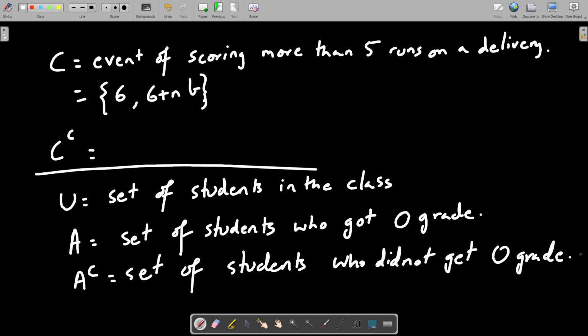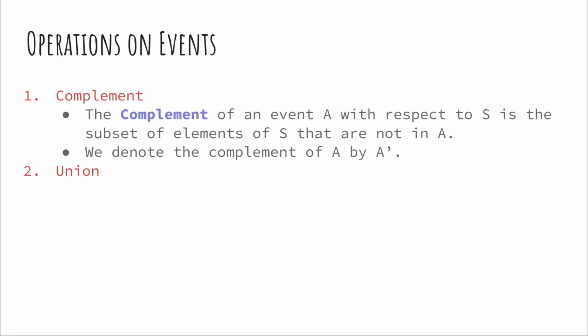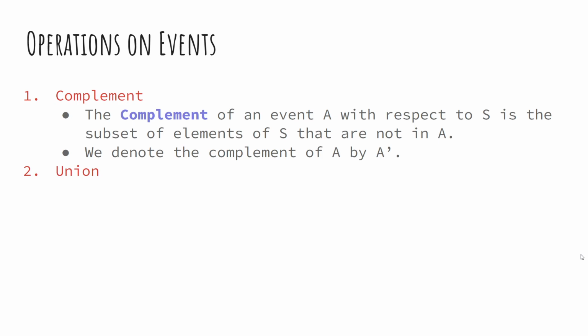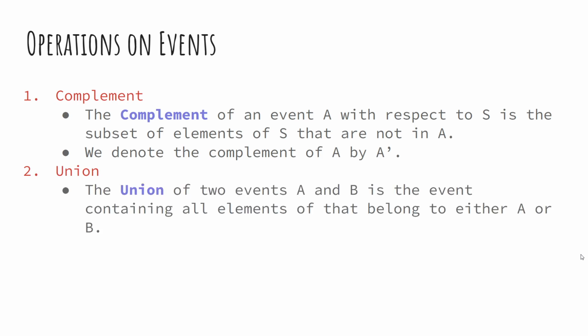So let's go back. Let's go to the next thing, that is union. The union of two events A and B is an event containing all the elements that belong to either A or B. Let me give you a simple example here. If we took the set of students in the class, you take A to be the set of boys, B to be the set of girls. What will be A union B? All the students in the class, right?